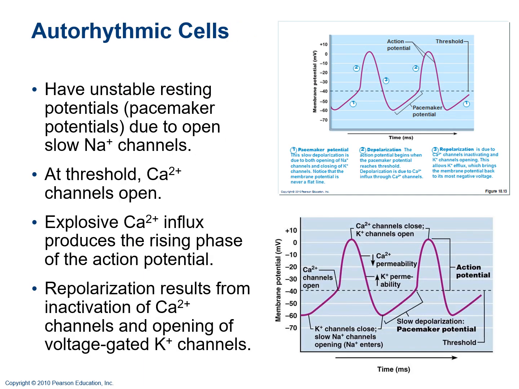These autorhythmic cells have an unstable resting membrane potential. It's called a pacemaker potential, due to having these unique slow sodium channels that just stay open. At threshold, calcium channels open, meaning at threshold, enough sodium comes in regularly and rhythmically through these chronically open slow sodium channels that it causes calcium channels to open, and we get that explosive calcium influx that we talked about in the previous slides. And again, repolarization, resetting, results from inactivation of those calcium channels and the opening of voltage-gated potassium channels.